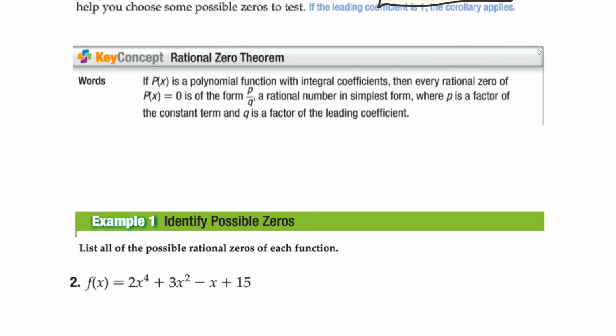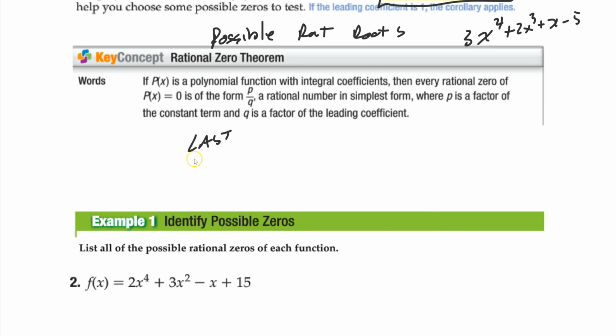So the rational zero theorem says this. The only possible roots, so these are possible, it helps you find possible rational roots, come from when you put the last term. So let's do this example: 3x to the fourth plus 2x cubed plus x minus 5. And when you put the last term, the factors of the last term over the factors of the first term.